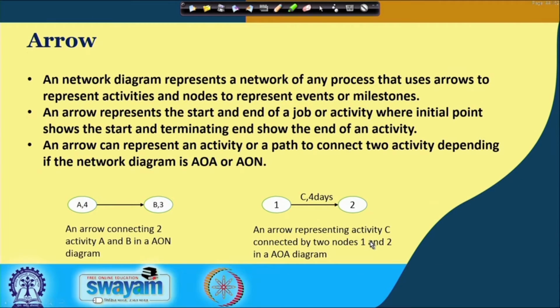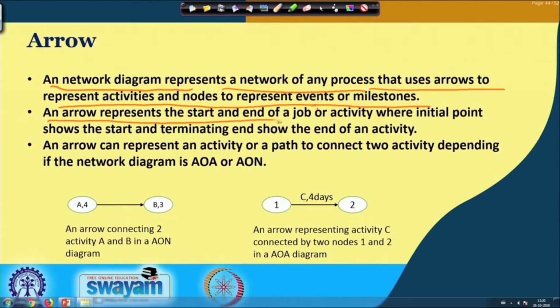So, let us now see the network diagram. A network diagram represents a network of any process that uses arrows to represent activities and nodes to represent the events or milestones. That means, in this activity 2 by 2, the activity C is complete. But that facility is not available in the activity on node diagram.